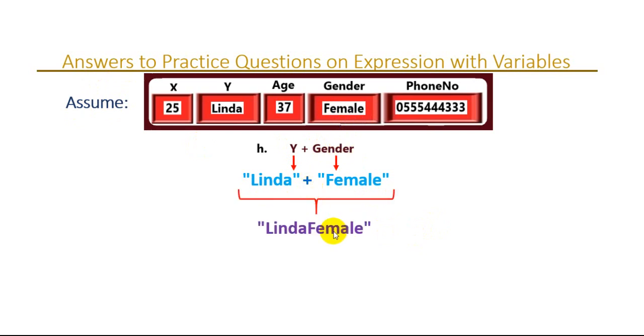So the result of that is LindaFemale. There are no spaces in between, just notice: LINDA, after that capital F, EMALE. So open double quotes, to show this is an alphanumeric constant, "LindaFemale". Okay, that's the result of solving this expression. And remember, when you are solving this expression, we are referring to these variables. The assumed values are given here. Right, that's H.